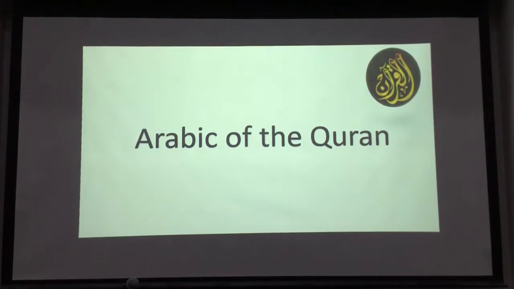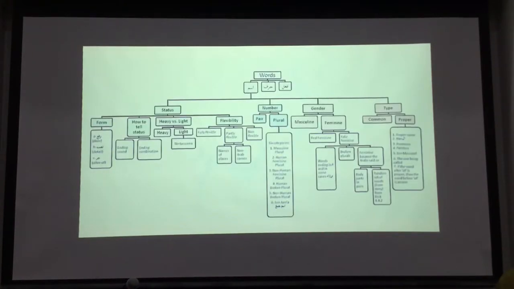So we started with the chart. I don't want to go through all the slides. In the Arabic language, there are three types of words: ism, fi'l, and harf. All of us know the definition of these things, and we have so many examples of this. Then we talked about how the ism has four properties, okay? The properties are status, number, gender, and type.